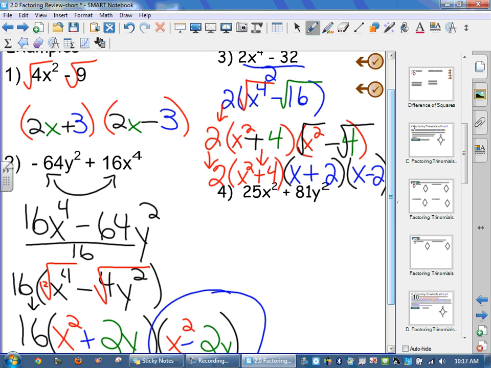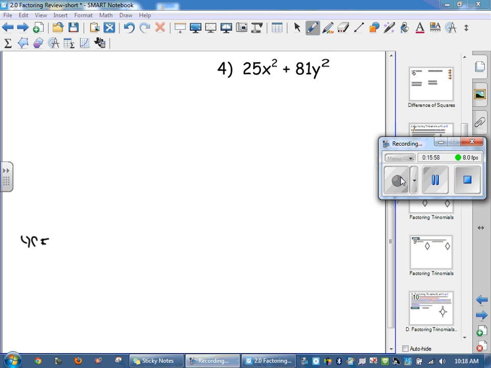So, we're going to do another example where we're going to take it low, low, low, and further, okay? Let's take a look at number 4 first. Okay, on number 4, there's a plus sign between them. Can I factor that?